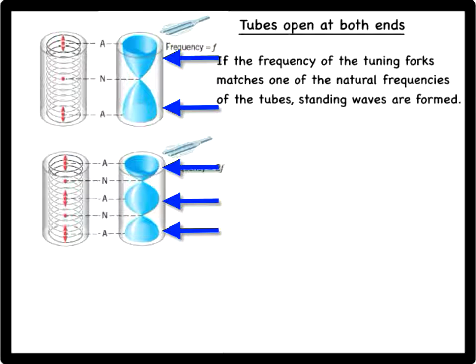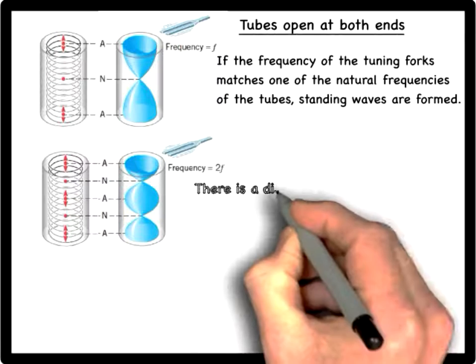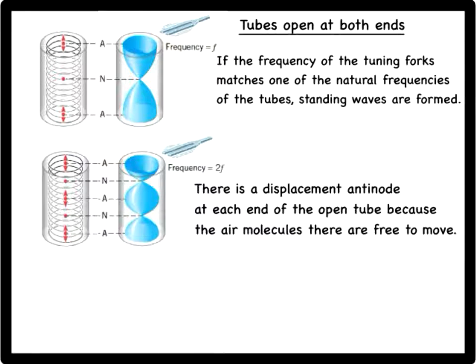These patterns symbolize the amplitude of the vibrating air molecules at various locations. Wherever the pattern is widest, the amplitude of vibration is greatest, a displacement antinode, and wherever the pattern is narrowest, there is no vibration, a displacement node. To determine the natural frequencies of the air columns in the figure, notice that there is a displacement antinode at each end of the open tube because the air molecules are free to move.